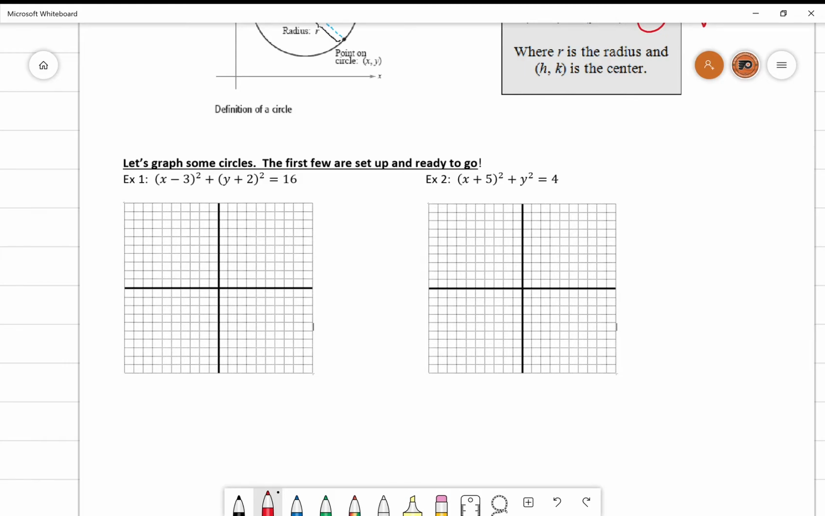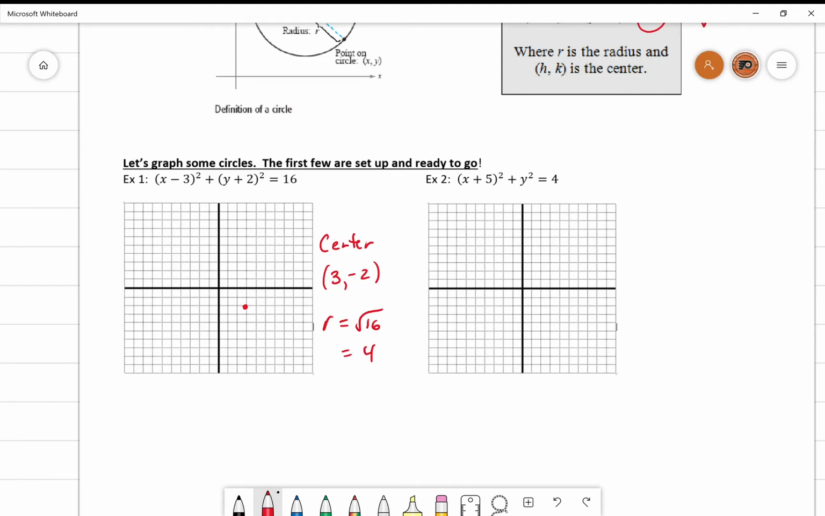So our first thing to graph these, we're going to need to find our center. And to get that, we think opposite. You see a 3, so -3, so our h value is +3. And I see a +2, so our k is at -2. My radius is equal to the square root of 16, which is 4.